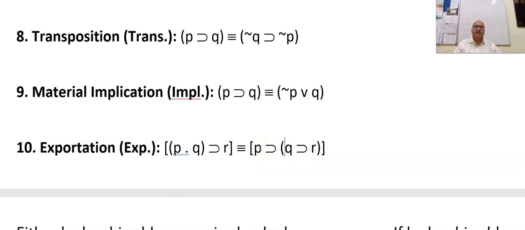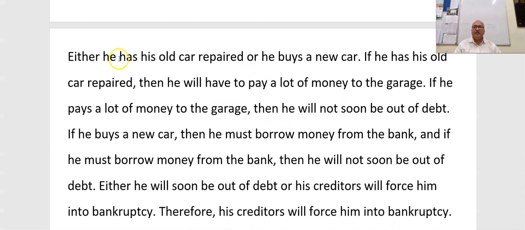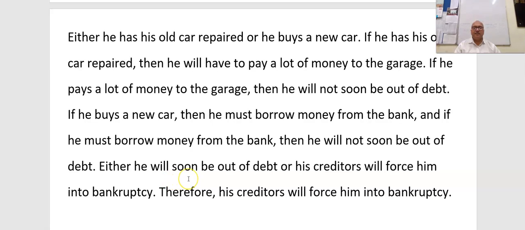Now by using all these 10 rules along with the rules of inference, we can construct the proofs of derivation. I will take one example for your convenience. Look at this example. Either he has his old car repaired or he buys a new car. If he has his old car repaired, then he will have to pay a lot of money to the garage. If he pays a lot of money to the garage, then he will not soon be out of debt. If he buys a new car, then he must borrow money from the bank, and if he must borrow money from the bank, then he will not soon be out of debt. Either he will soon be out of debt or his creditors will force him into bankruptcy. Therefore, his creditors will force him into bankruptcy.